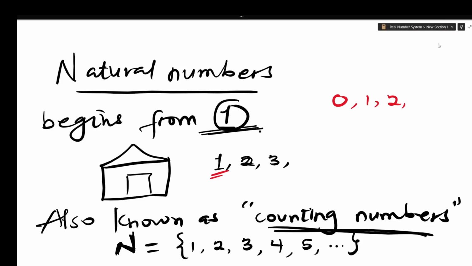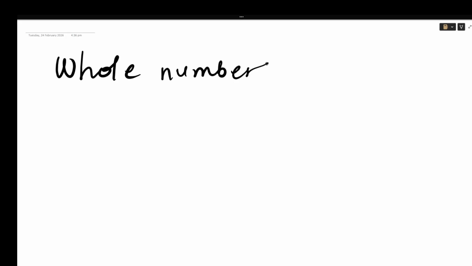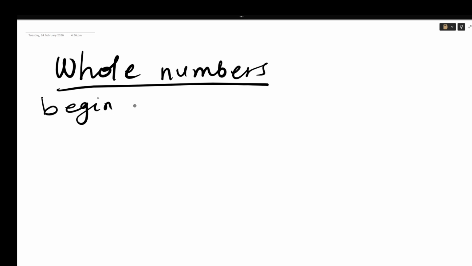The next definition we want to look at is whole numbers. A whole number, now, these are numbers that begin from 0. So whole numbers begin from 0. Let's note the difference. In counting numbers or in natural numbers, they begin their count from 1. But for whole numbers, they begin their count from 0.